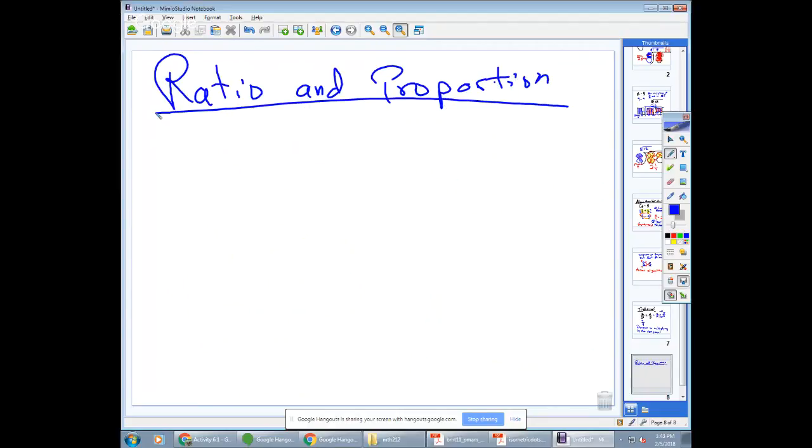So the idea of ratio came up already in section 1 in terms of what a fraction is. Can somebody give me an example of a fraction as a ratio? Yeah, the ratio of boys to girls. Two boys for every 3 girls in a group. Can you think of any other common ratios?